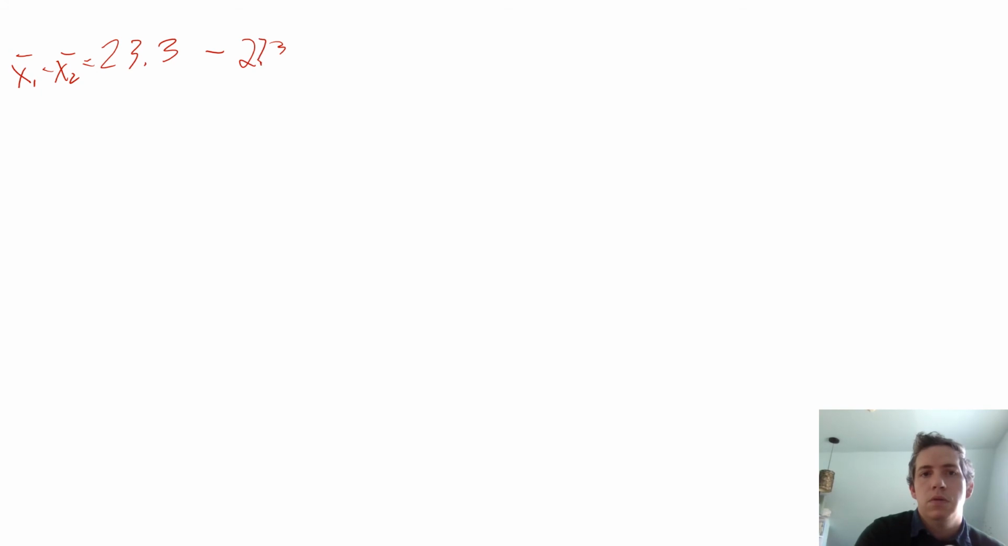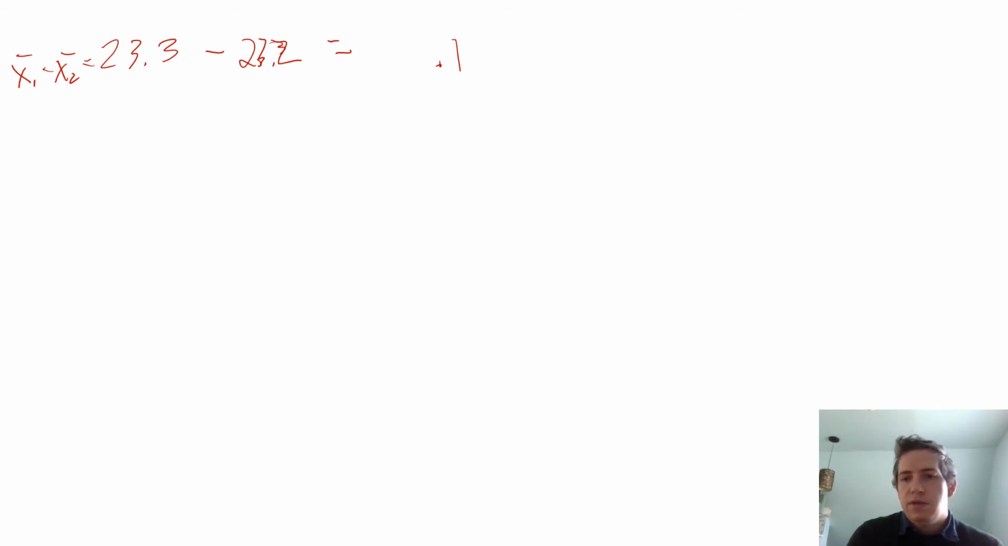So let's do this example. It's the same exact type of idea. Here we need a test statistic. We got that it was 23.3. So x1 bar minus x2 bar is equal to 23.3 minus 23.2, which is equal to 0.1.